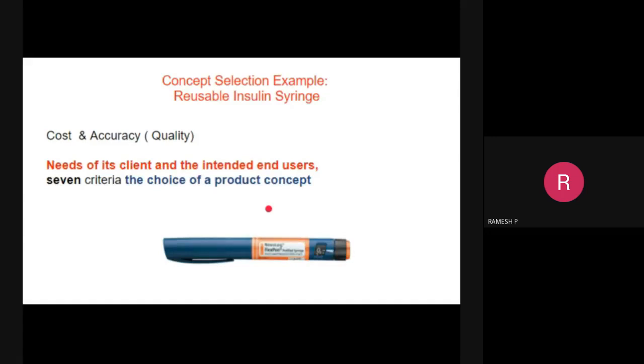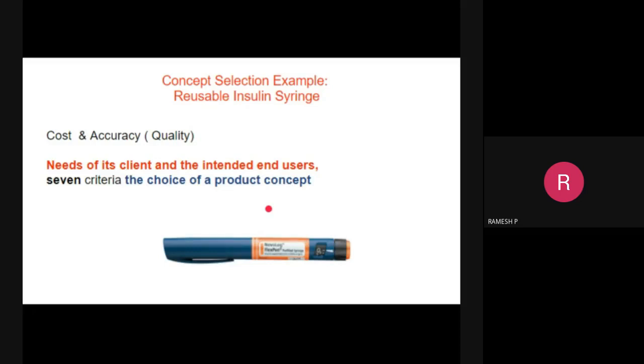Here we are considering an example. It seems like a pen. It is not a pen actually. It is a reusable outpatient syringe, an insulin syringe to be more precise, to focus our today's concept selection activity.